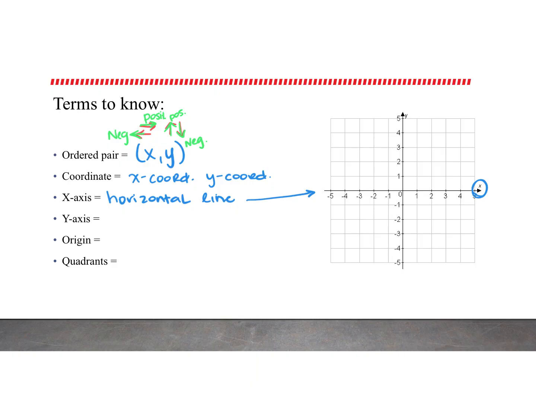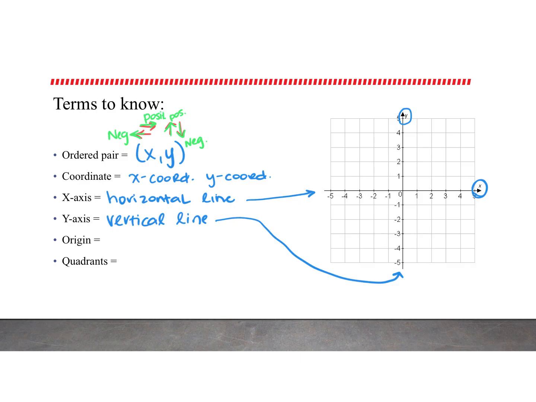Our y-axis is our vertical line. And I'll draw a line for that one. That is this one that goes up and down. Again, it's slightly bold. And if you look towards either end of it, you might see the little y. Again, sometimes those are there, sometimes they're not.